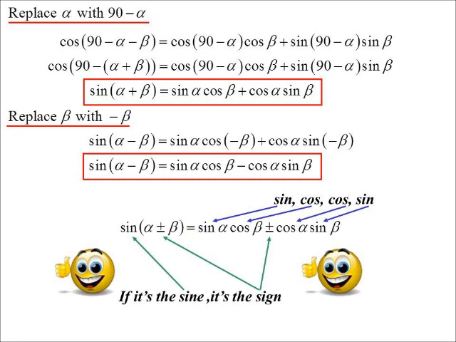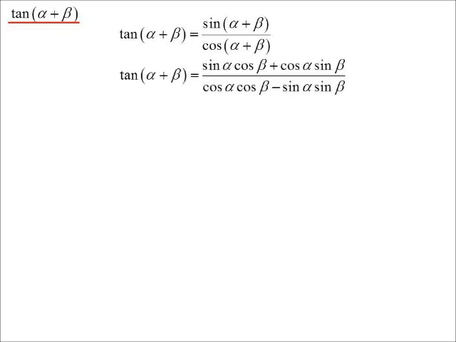Okay. Well, let's work out tan then. Tan of alpha plus beta. Well, we know tan is sine on cos. And we've just worked out sine, cos, cos, sine. If it's a sine, it's a sine. And on the bottom, cos is cos, cos, sine, sine. If it's not the sine, it's not the sine. Now, that looks like a bit of a mouthful to remember, so I'm going to make it even more complicated.